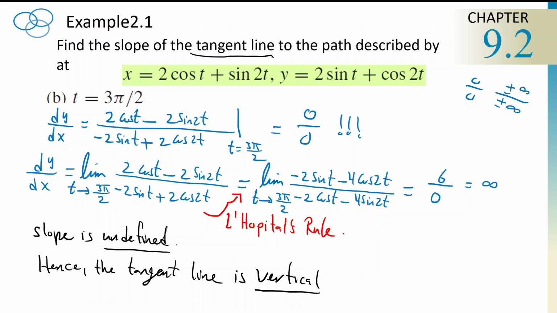So now again, for these cases, once you try to find dy over dx and your direct substitution gives you 0 over 0, then you have to use the limit as t approaches that value, which is given, 3 pi over 2 here. Now, since the direct substitution gives 0 over 0, you're allowed to use L'Hopital's rule. We've used L'Hopital's rule, we try direct substitution again. It gives me 6 over 0, so this equals infinity. So the slope is undefined, so we can say that the tangent line is vertical in this case.